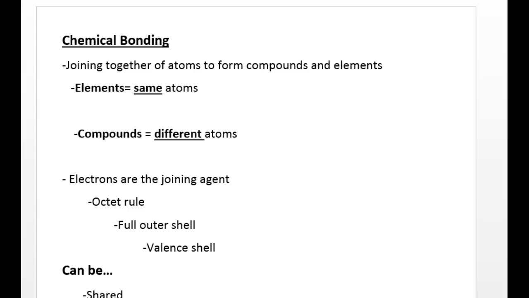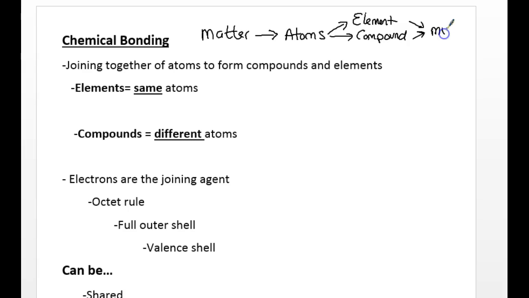So it's going to be our notes on chemical bonding. So far we've been looking at matter. And we know that matter is made up of atoms. And depending on what your collection of atoms is, you can have an element, you can have a compound, and you can have a mixture. And so this atom can give us an element, can give us a compound, and then really these together can give us a mixture.